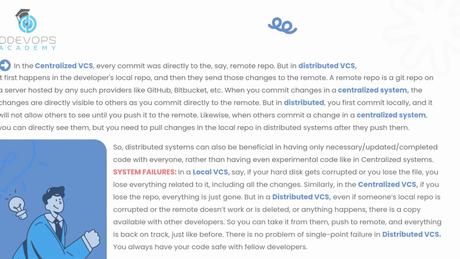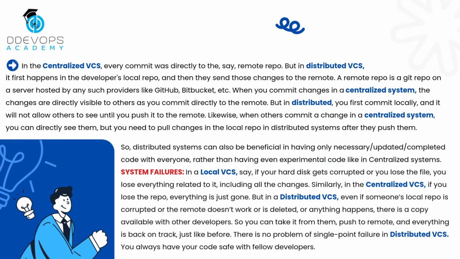In the centralized VCS, every commit was directly to the, say, remote repo. But in distributed VCS, it first happens in the developer's local repo, and then they send those changes to the remote. A remote repo is a Git repo on a server, hosted by providers like GitHub, Bitbucket, etc. When you commit changes in a centralized system, the changes are directly visible to others as you commit directly to the remote. But in distributed, you first commit locally, and it will not allow others to see until you push it to the remote.